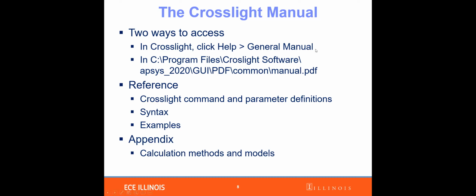and that can be part of your final project. So you can access the Crosslight manual by clicking help and the general manual, or you can just directly locate the folder where it's located. And I think this is very important for your self-studying.